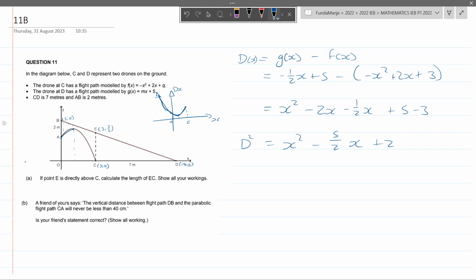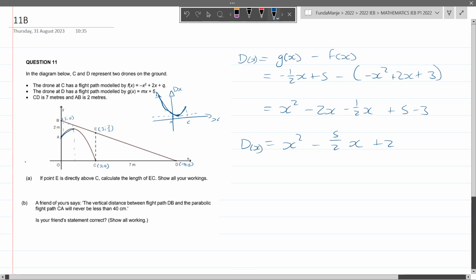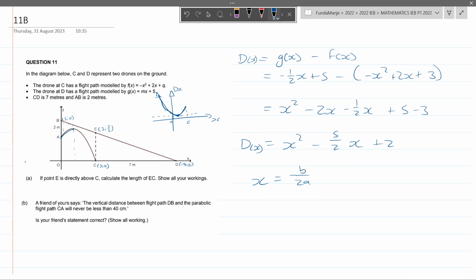What we're trying to prove: our friend says that the flight path will never be less than 40 centimeters. So we need to prove that the lowest distance here is going to be greater than 40 centimeters, or we need to find what the lowest value here will be. To get that, we need to find the turning point of our function. We can either do the first derivative method, or you can just say x will be equal to minus b over 2a, of which you get an x value of minus 5 over 4.